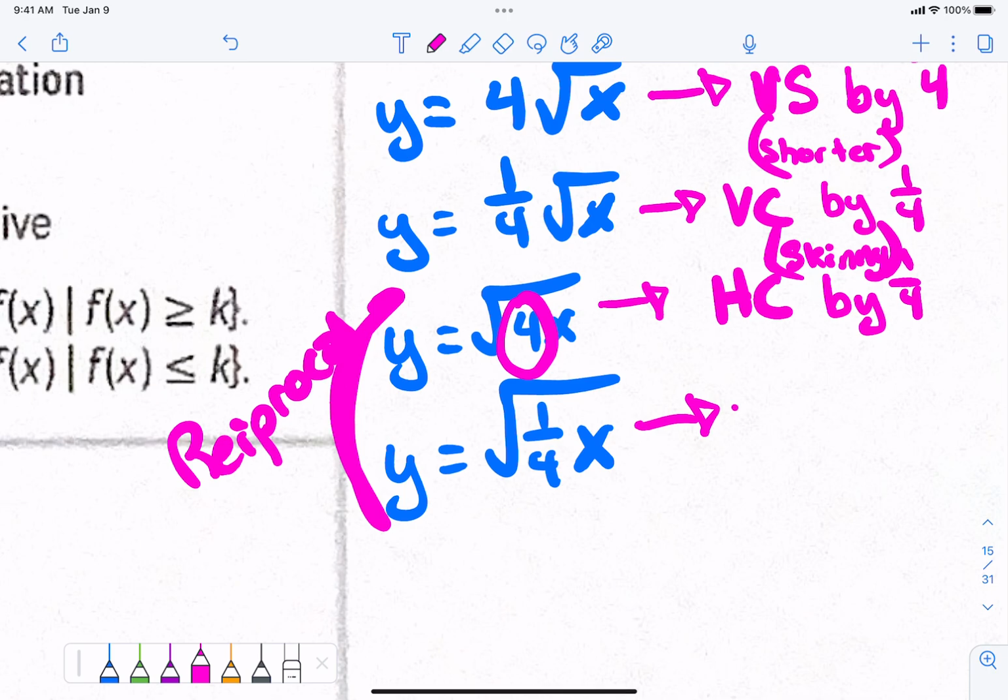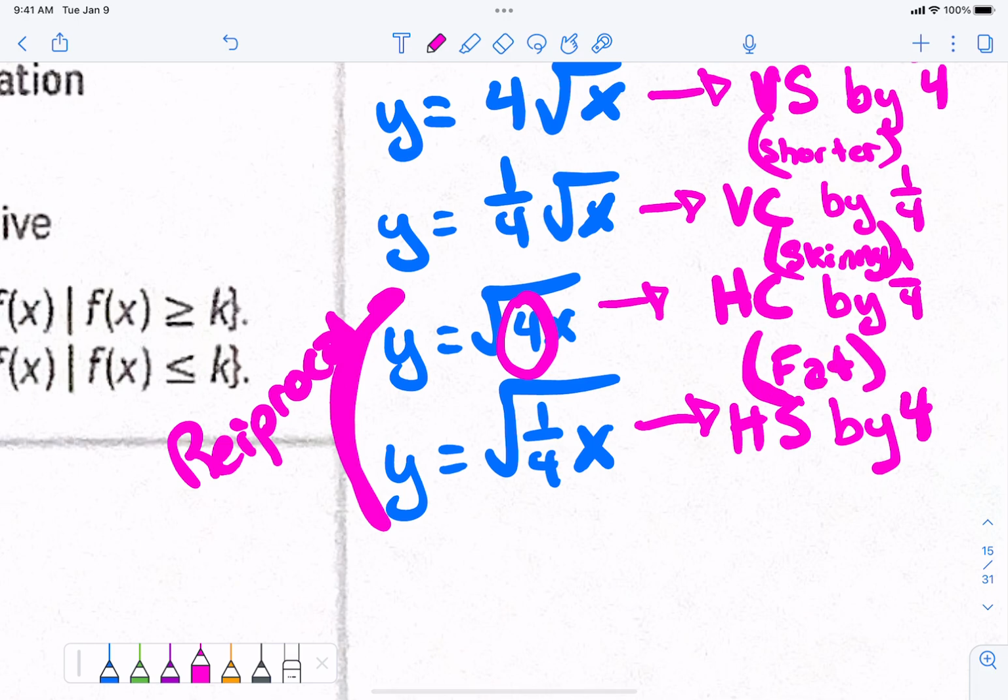Okay? This one is going to be a horizontal stretch by 4. What's a horizontal stretch do? Wider. Me, right here. It makes him fat. Like I'm stretching horizontally every day, right? It makes him fat, okay? So it's the reciprocal when it is underneath, right? Okay, so those are some rules.